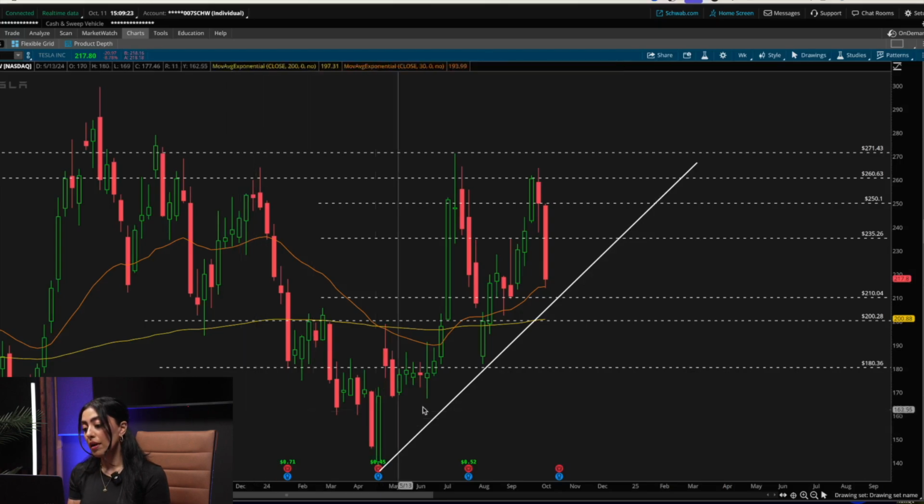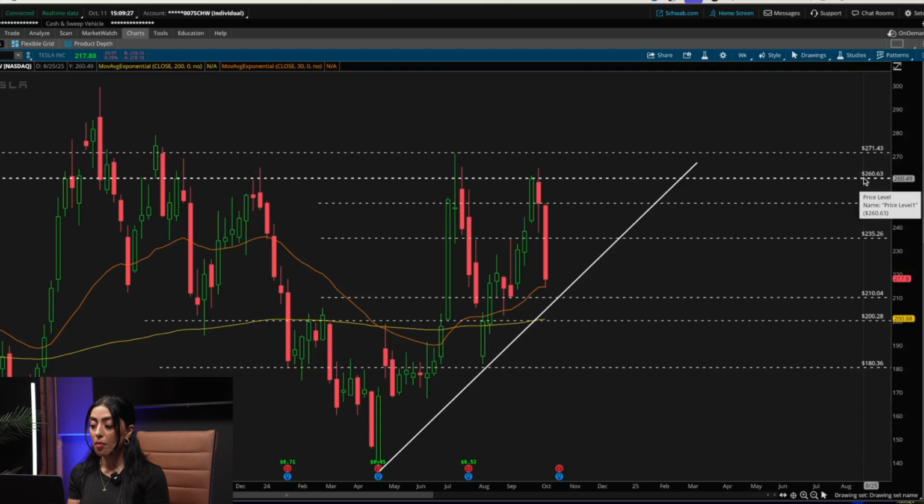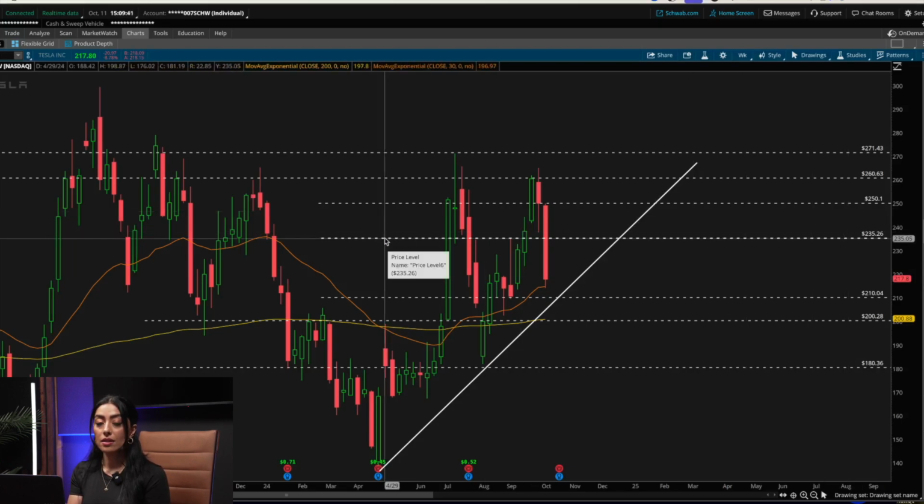Okay, so from the neckline at 180 to the top of that double top at 260, we have levels at 200, 210, 235, 250. So there's multiple different plays within this specific chart. Within this chart on Tesla, there are multiple different setups that can potentially happen.